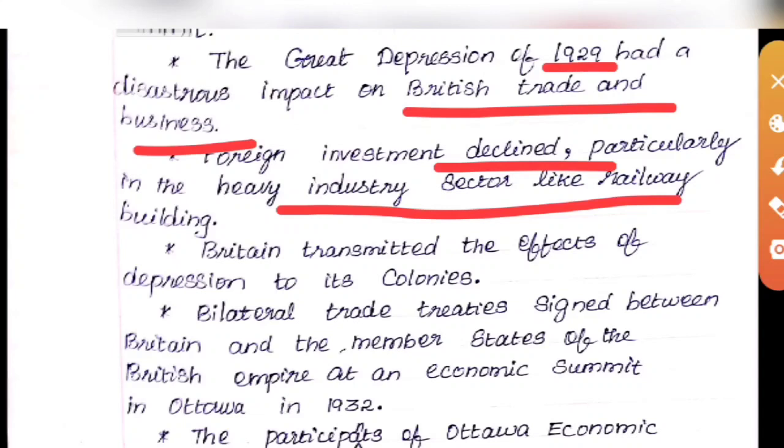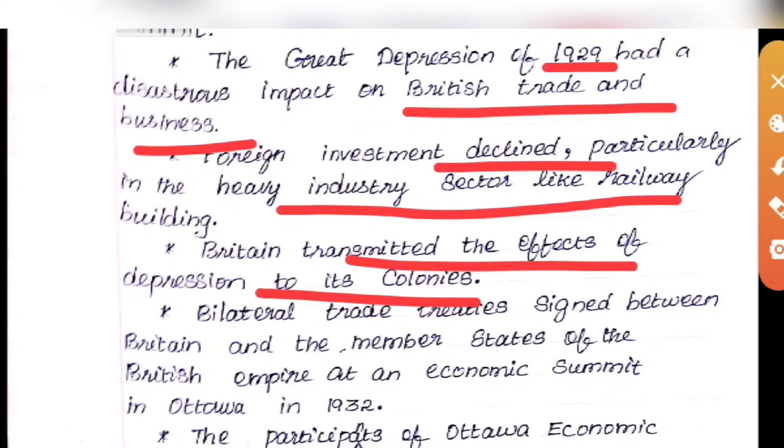So what did Britain think? In order to meet the losses of the Great Economic Depression, it transmitted the effects of the depression to its colonies. At that time India was one of the colonies of Britain. So they transmitted their losses to their colonies. Here, what they did was sign treaties between the countries.